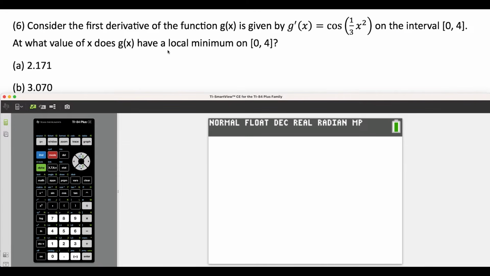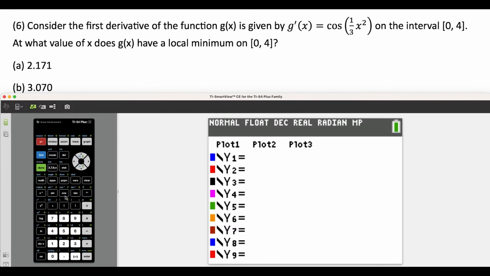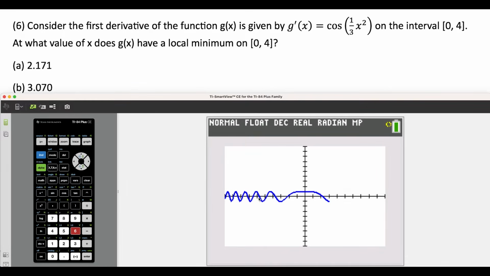So question 6, we want the local minimum of g of x on the interval from 0 to 4, and we actually have g prime here. So we're going to go to y equals, and we're going to type in g prime. We have cosine of 1/3 x squared. And let's say we look here at the graph from negative 10 to 10. This gives us way too much info. We just want to know what's happening from 0 to 4.